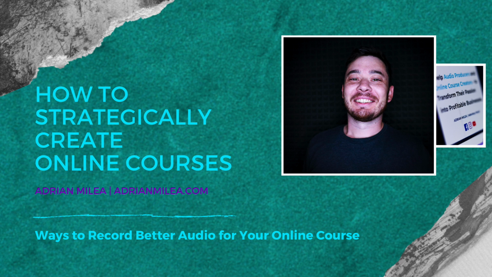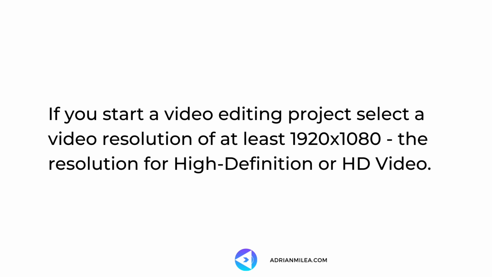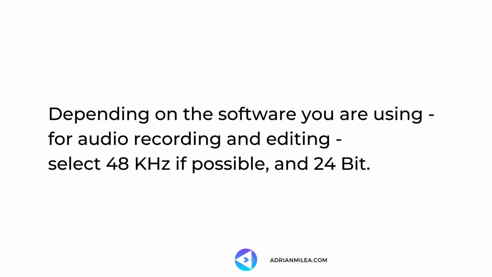In this video, I'm going to share with you some tips on how you can record better audio for your videos. If you start a video editing project, select a video resolution of at least 1920 by 1080, which is the resolution for high definition or HD video. Depending on the software you are using for audio, select 48 kHz if possible and 24-bit. You should select the same settings when you will export the finished video lesson.